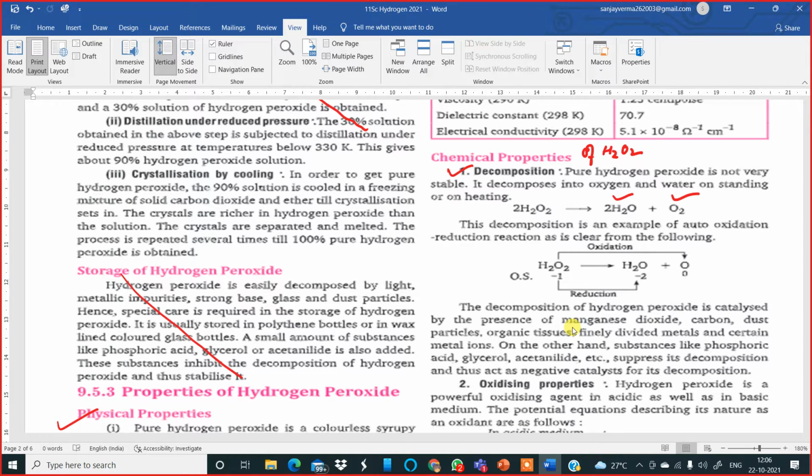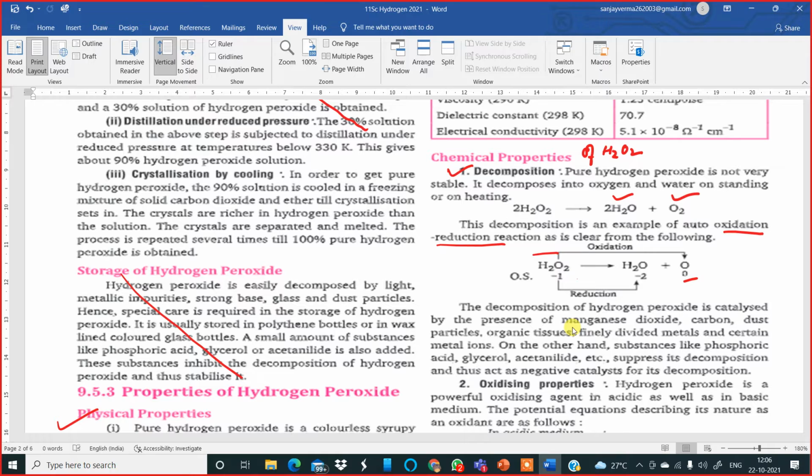This decomposition is an example of an auto-oxidation reduction reaction, as is clear from the following. So have a look over here. In hydrogen peroxide the oxidation number of oxygen is -1, whereas over here it is -2. Over here it is 0. So reduction is happening over here because there is a lowering of oxidation number.